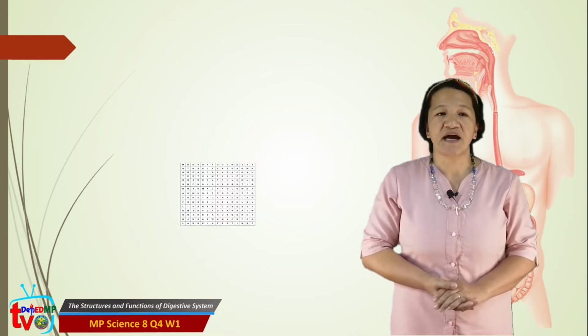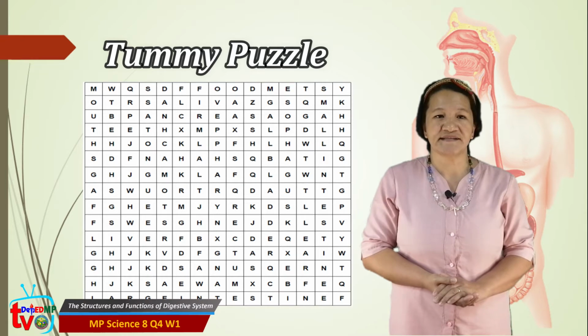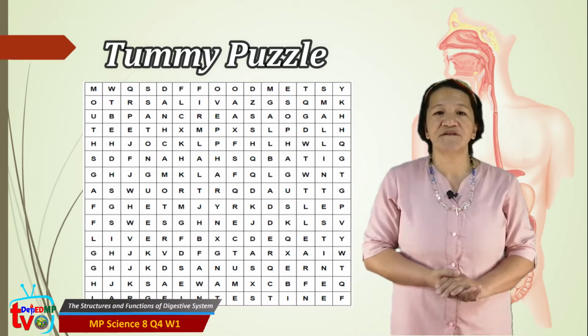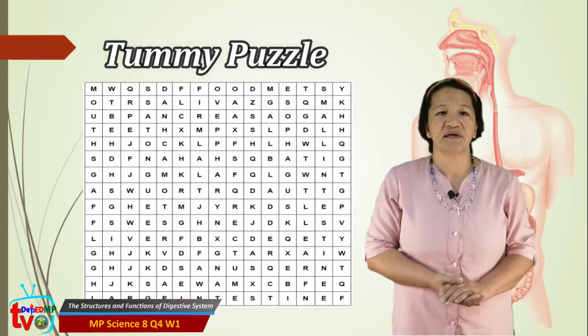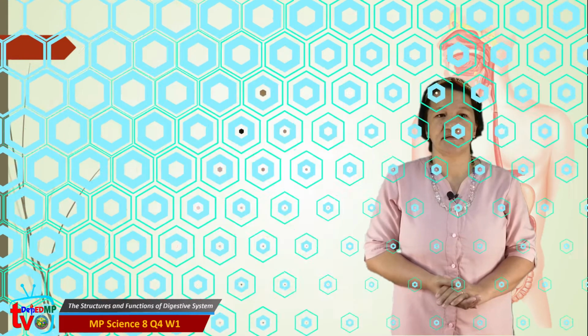To review our past lesson, let us do the activity entitled Tummy Puzzle. This is also called a word puzzle. In this activity, you are tasked to pick 15 terms associated with the digestive system. I will give you 5 minutes to find the terms. Time is up. Let us check your answers.